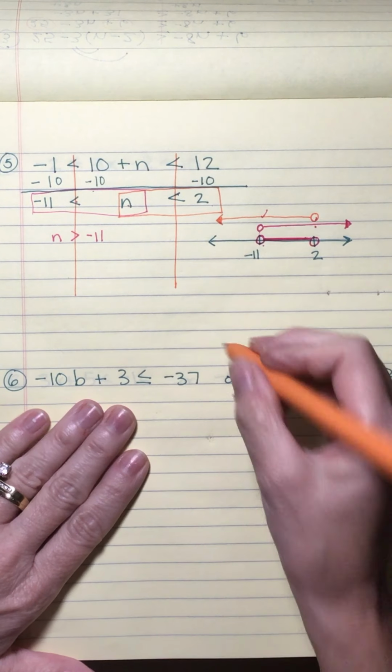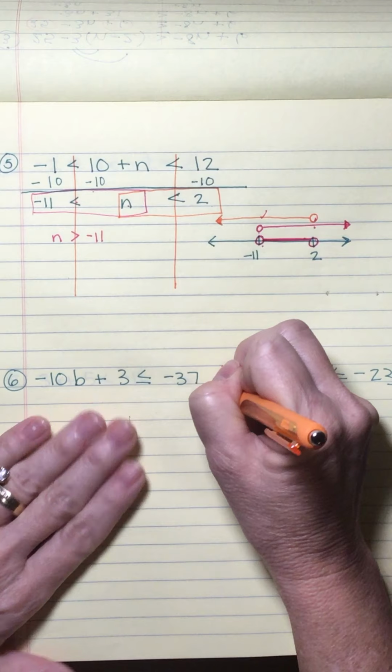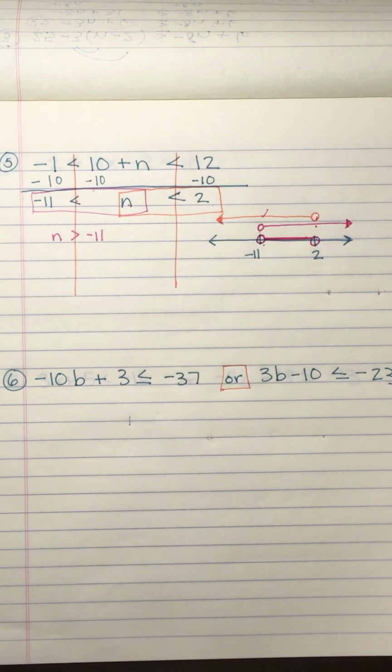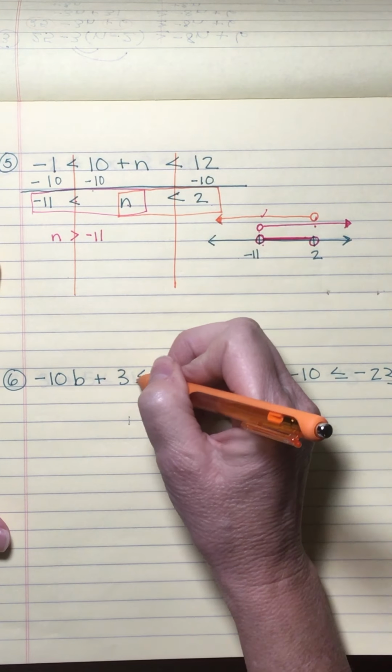Okay, now over here we have an or statement. An or means you can choose one or the other. So if they say you have to clean your room or do the dishes, now you only have to pick one of them. You don't have to do both of them, okay? So it's going to be graphed differently.